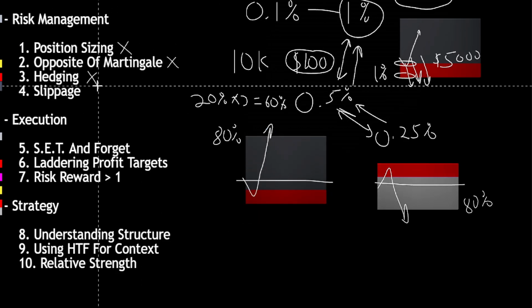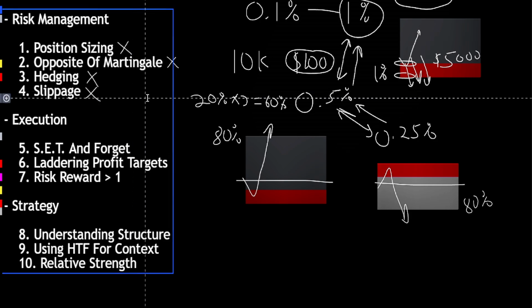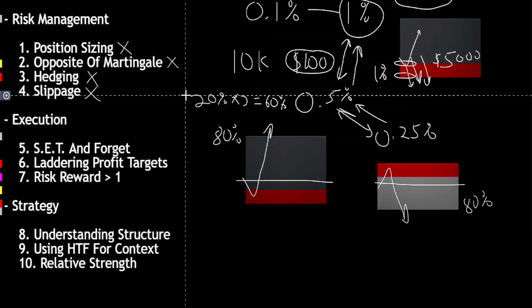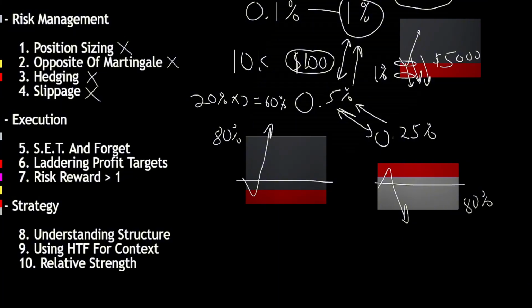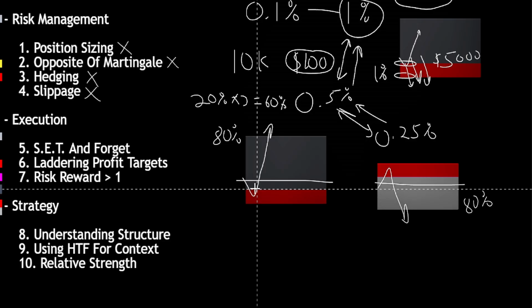Let's talk about slippage. Now, this isn't a huge deal if you're trading very liquid markets with a small account. But if you're trading with a big account, you have to worry about slippage. So what does this mean? It means the difference of where you wanted to exit and where you actually exit.